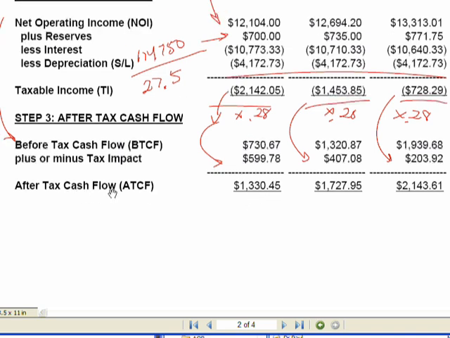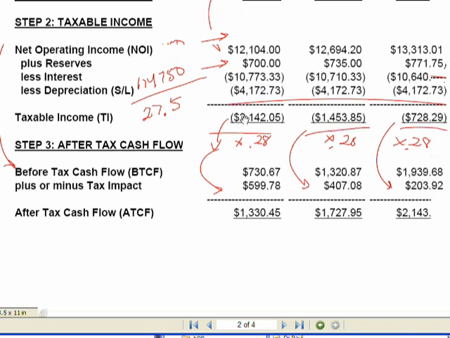So we've made it all the way down to after-tax cash flow. The after-tax cash flows are positive for each year. Sometimes in real estate investments, especially in the early years, it could be negative. But even though we had negative taxable income, we still had positive after-tax cash flow. In fact, the after-tax cash flow was higher than the before-tax cash flow because we didn't pay taxes on our taxable income, and we could actually shelter some other passive income from other investments, and that would result in after-tax cash flow being higher than before-tax cash flow.